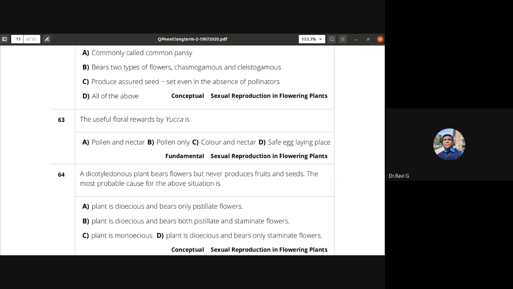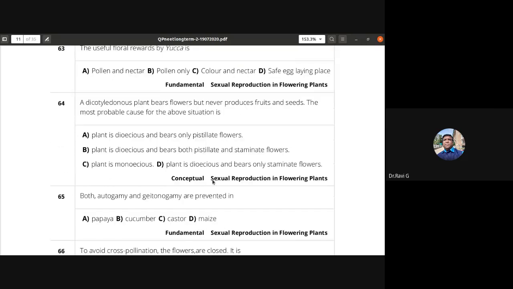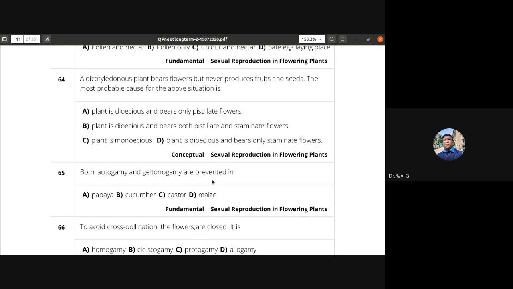63rd, the useful floral reward by yucca is, what is the useful floral reward by yucca? So it is a safe egg laying place for the moth. So that is the reward that the moth gets from the yucca plant. 64th, a dicotyledonous plant bears flowers but never produces fruit and seeds. The most probable cause for the above situation.